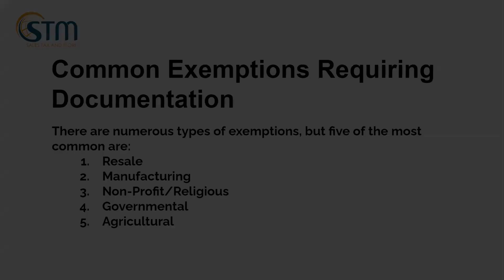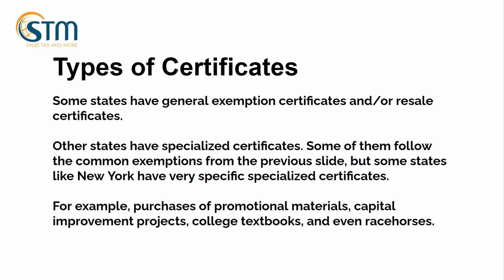Now, sometimes states have general exemption certificates or resale certificates. Other states have very specialized certificates, and some of them follow the common exemptions from the previous slide, but some states, like New York, have very specialized certificates. For example, purchases of promotional materials or capital improvement projects or college textbooks and even racehorses have their own certificates. And it's not like that just in New York. There are some other states out there that have very specific certificates.